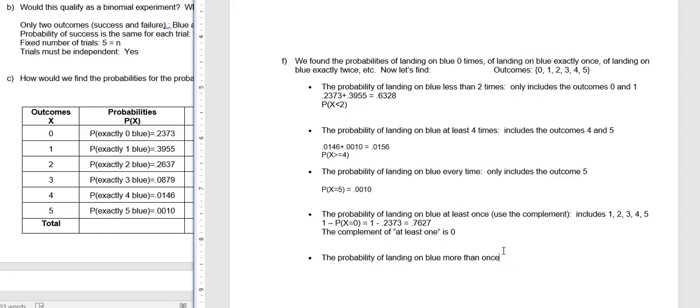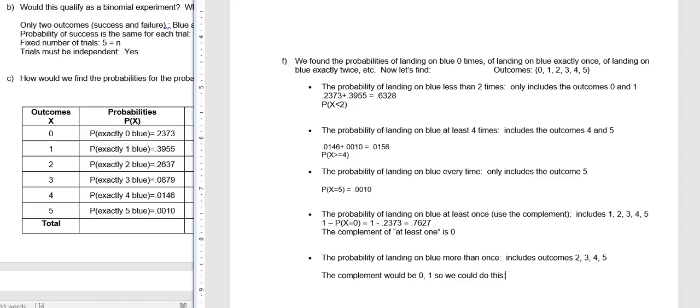Now, one last problem. Let's find the probability of landing on blue more than once. We have to figure out which outcomes this would include. More than once means we're not including the 1 this time. This is going to start with the outcome of 2 and go up. For this one, we could take those 4 from the table and add them up, or we could even use the complement for this one. So the complement would be anything else in our set of outcomes up here that's not included. That would be 0 and 1.